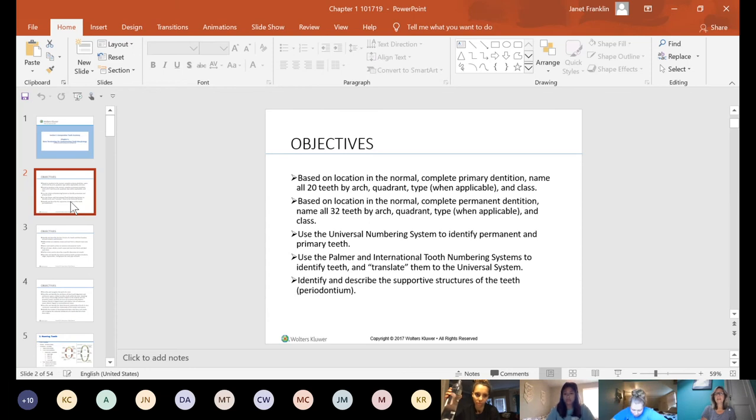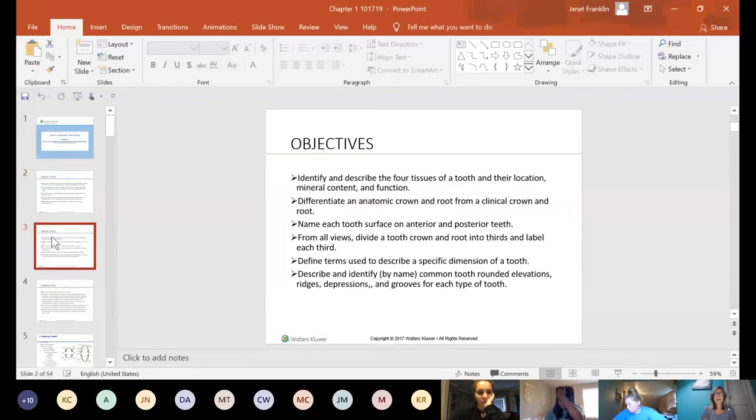Based on the location in the normal complete primary dentition, name all 20 teeth. Based on the location in the normal complete permanent dentition, name all 32 teeth. Use the universal numbering system. Use the Palmer and International tooth numbering systems. Identify and describe the supportive structures of the teeth and periodontium. Identify and describe the four tissues of a tooth and their location, mineral content, and function.